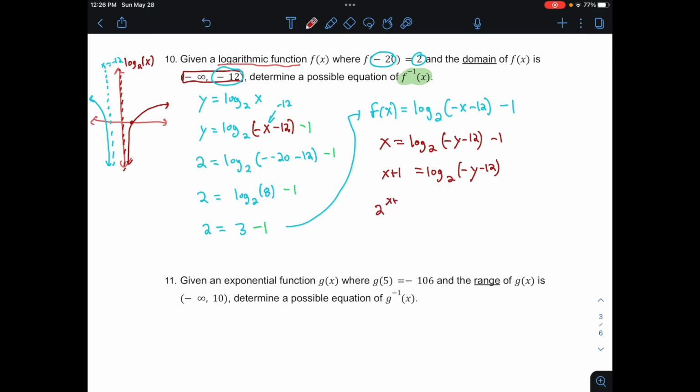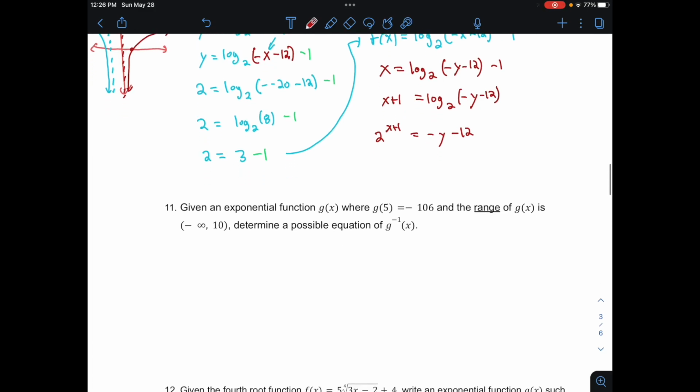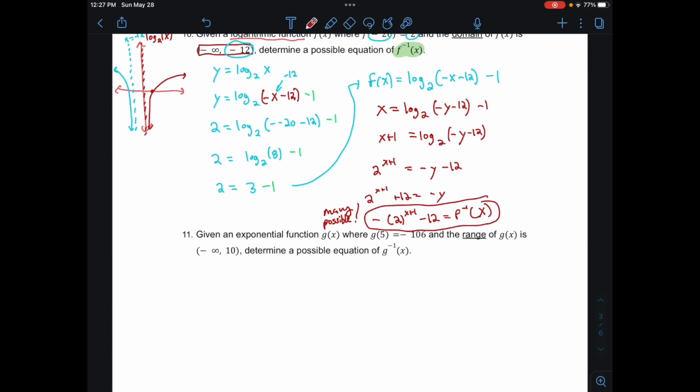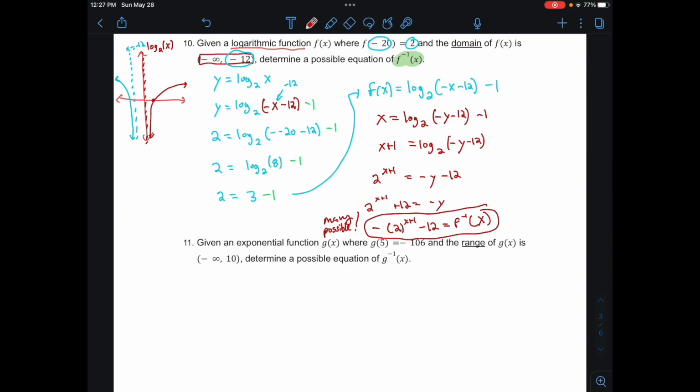And exponentiating, I get 2 to the x plus 1 equals negative y minus 12. Add 12 to both sides: 2 to the x plus 1, plus 12, equals negative y. Divide by negative 1 and I get negative 2 to the x plus 1, minus 12, equals f inverse x. And note that I can take this as my inverse function. There are many, probably infinitely many possible answers. Okay, but that's one of them, and that's how I would personally go about solving this.